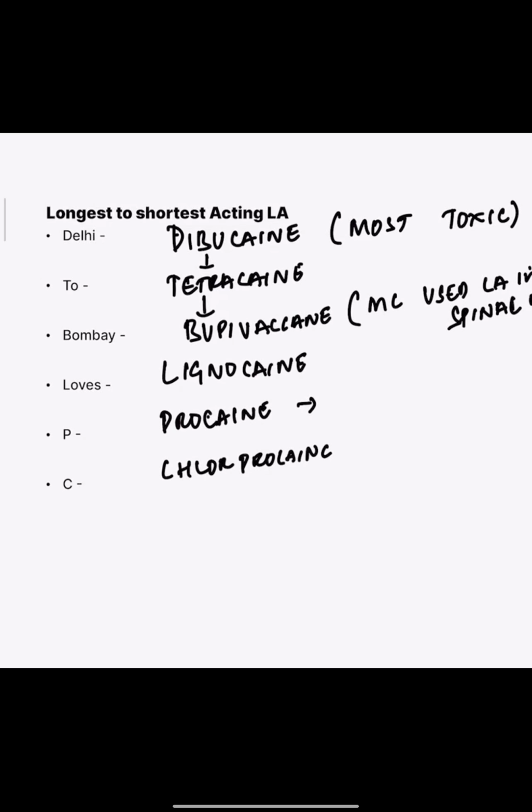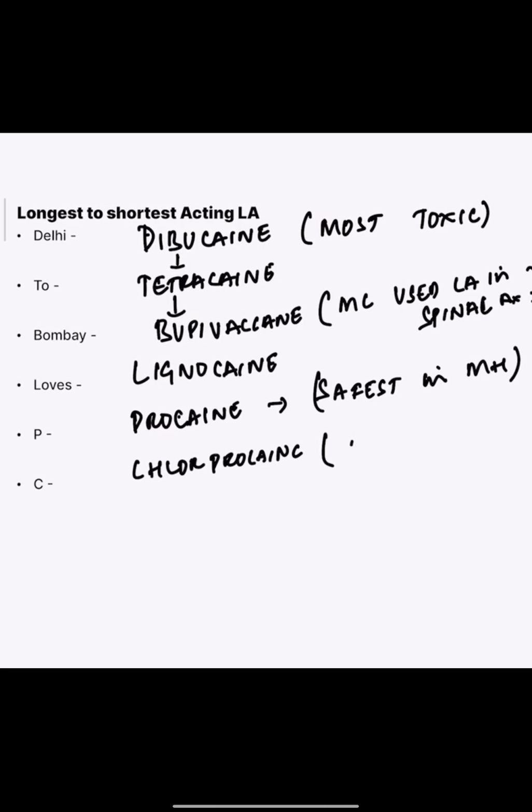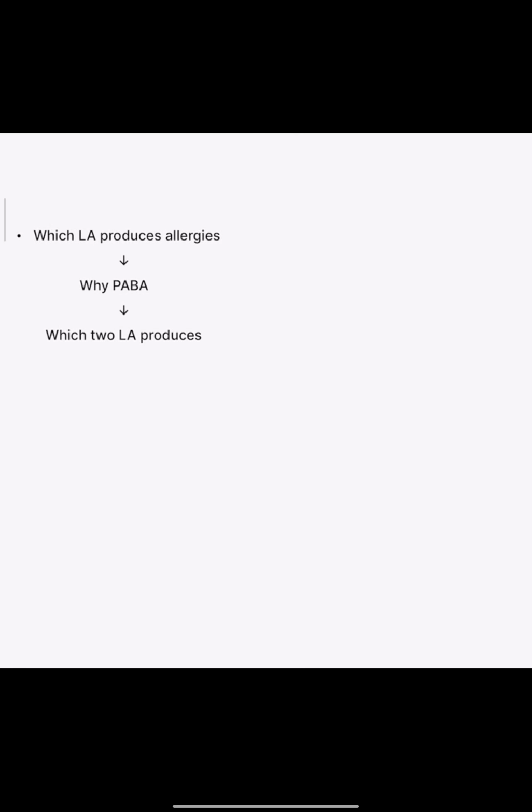Now regarding procaine, you need to remember procaine is the safest local anesthetic used in malignant hyperthermia, and chlorprocaine is the shortest acting local anesthetic that we have already discussed. Now guys, there have been questions asking which local anesthetic produces allergic reaction. There are some categories of local anesthetic which, when given to the patient, cause itching, rashes and so on. If someone asks you and gives the options amino ester or amino amide, always remember, amino esters will produce allergic reaction.